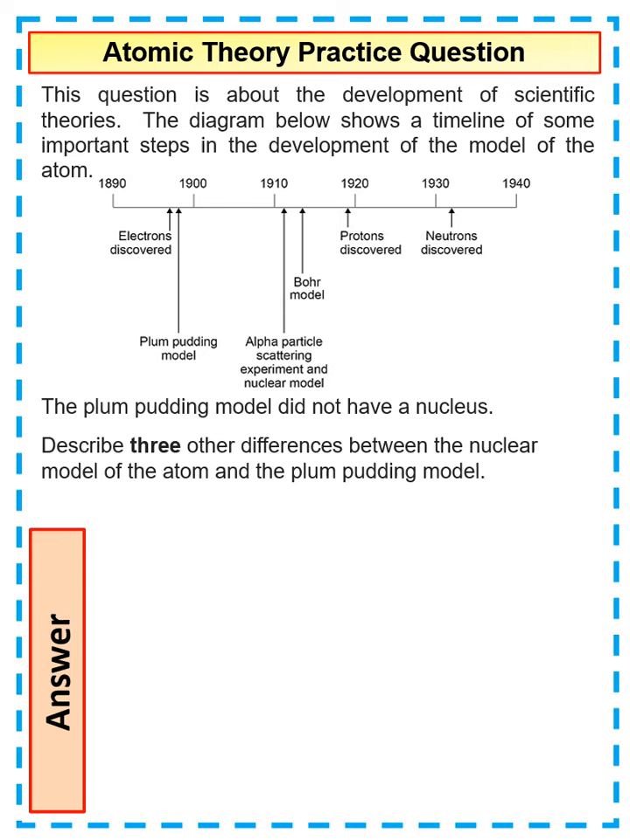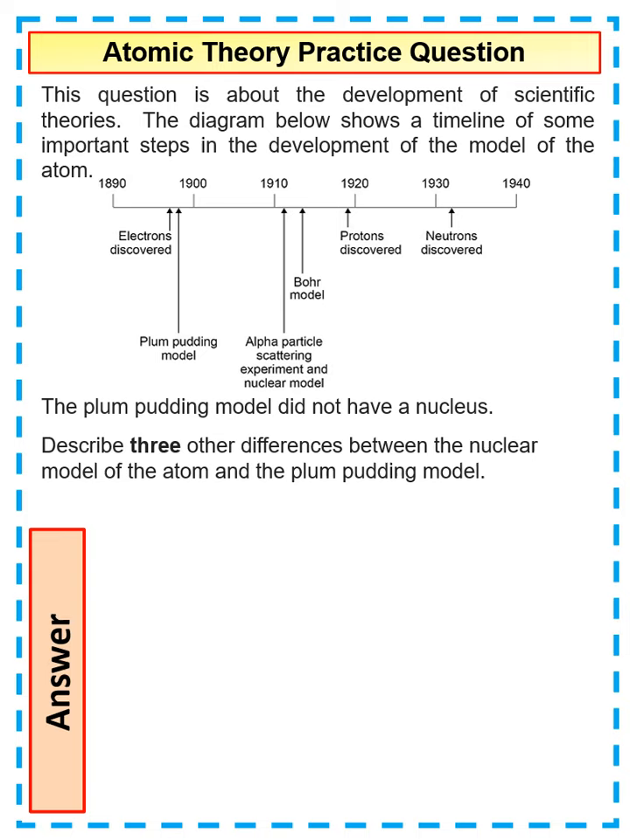In this question, we're just going to have a quick look at how the theory of the atom, so atomic theory, was developed. It says this question is about the development of scientific theories. That first bit doesn't really matter that much. So the diagram below shows a timeline of some of the important steps in developing the model of the atom.